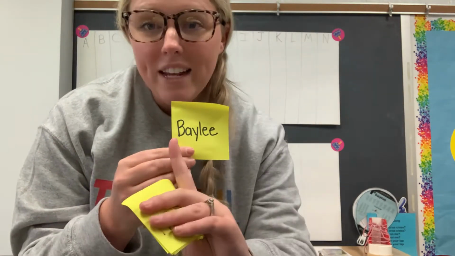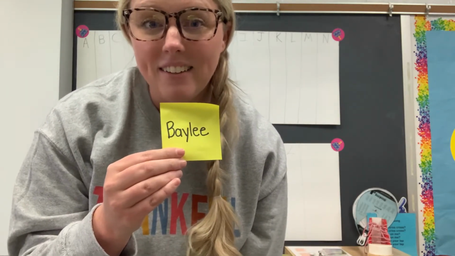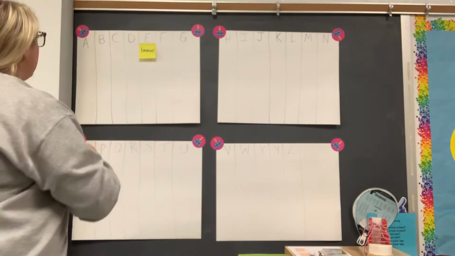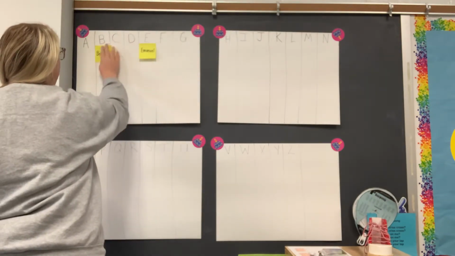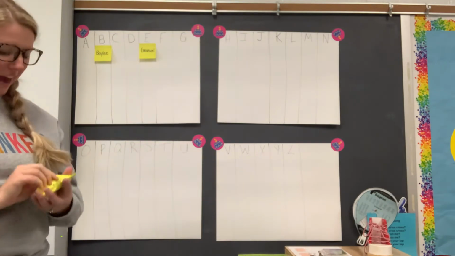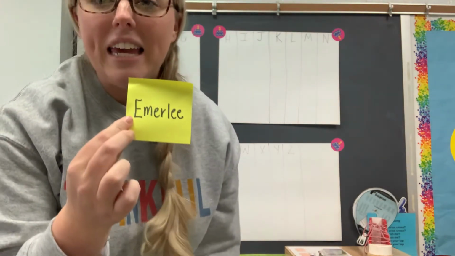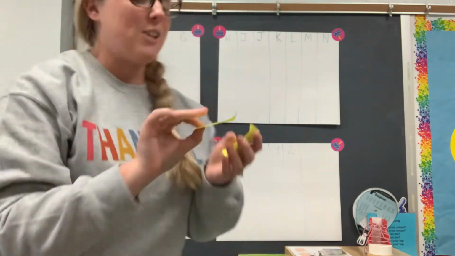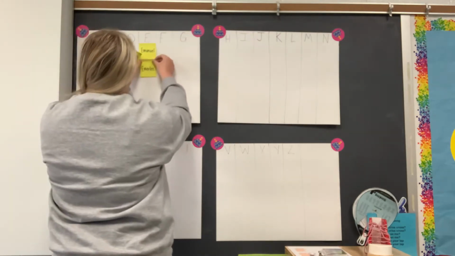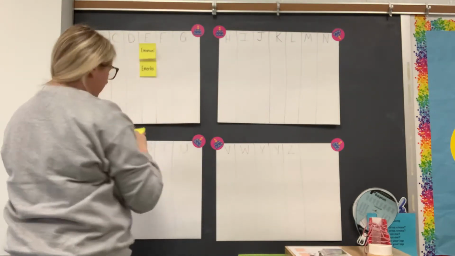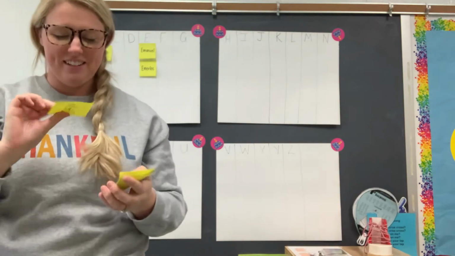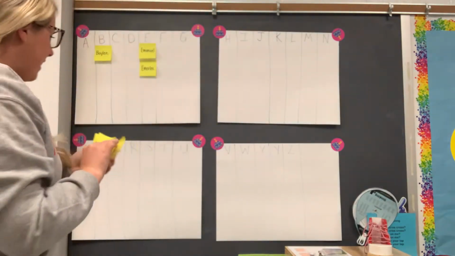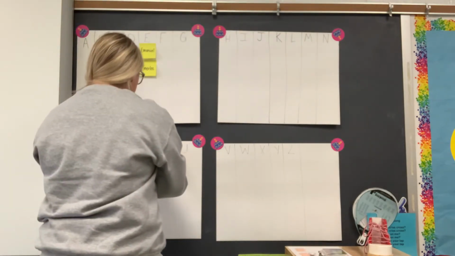Bailey. What is the beginning letter for Bailey? B. So I'm going to go find letter B and put Miss Bailey's name here. Okay. Emmerly, what do you see at the beginning of Emmerly's name? E. So I'm going to add Emmerly underneath Emanuel. All right, here's my next one. Stella, what do you see at the beginning of Stella's name? What letter? S. So I'm going to come find S and put Miss Stella's name here.